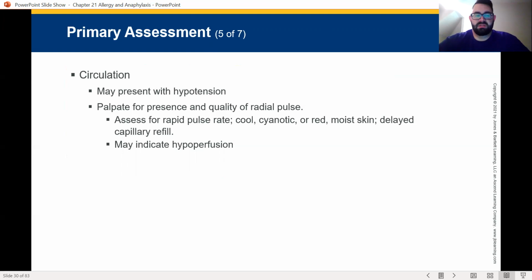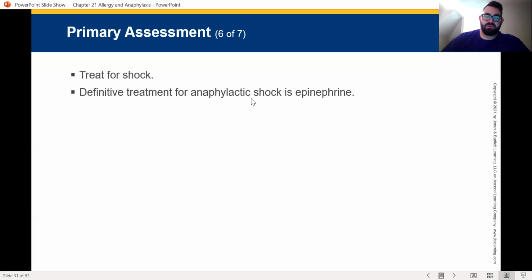May present with hypotension, palpate for the presence of rapid radial pulses, and their skin may feel cool, cyanotic, red, moist. They have delayed capillary refill. This will all indicate hypoperfusion. The patient's in shock. You need to treat for shock.